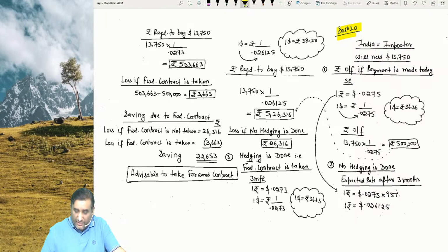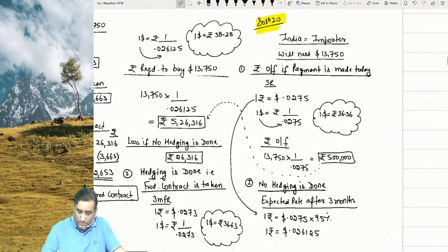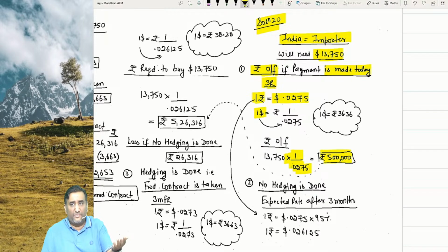And I write exactly the way I speak so that it becomes clearer if you read this slide on your own also. It says India's importer will need $13,750. Rupee outflow if payment is made today: spot rate 1 rupee is $0.0275. Since dollar is a confirmed currency, I have a habit of keeping it on the left hand side. Left to right, when we go, we multiply. It comes 5 lakh, and that was given as 5 lakh. Even if I do not solve, it will come 5 lakh.